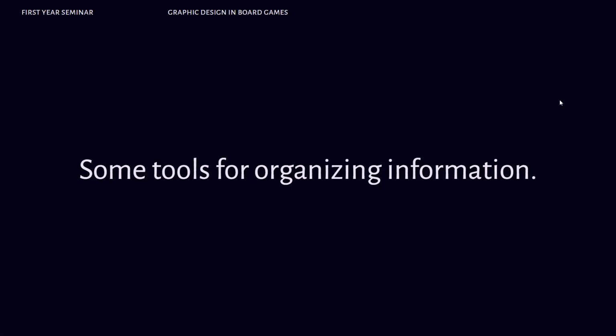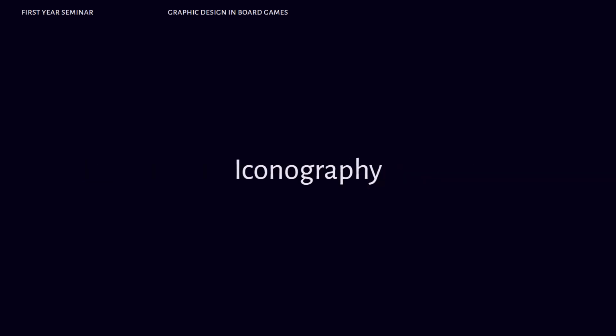So, what are some tools for organizing information? The first one we can talk about is iconography, which is super effective because it both creates visual appeal and it also helps our players digest information much more quickly because we're establishing a new, very concise visual language for them.